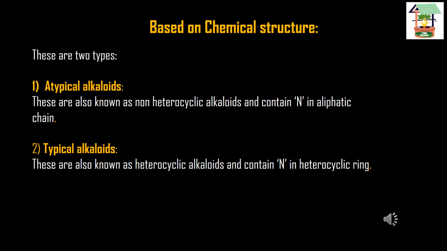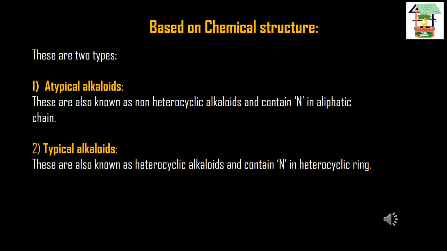And then moving on to the next slides. Based upon their chemical structure, these alkaloids are of two types. One is atypical alkaloids, known as non-heterocyclic alkaloids, which contain N in the aliphatic chain. N means nitrogenous compounds in the aliphatic chain. Okay, these are atypical alkaloids.